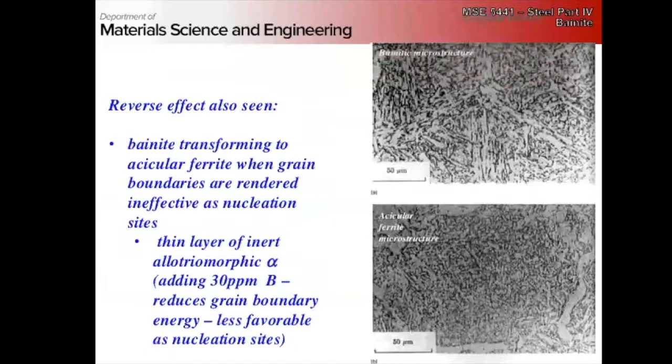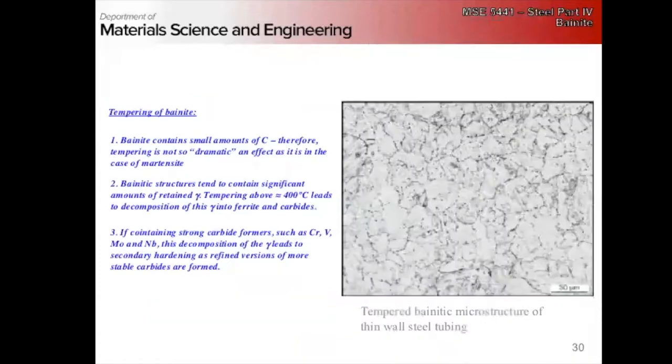If we make our grain boundaries ineffective as nucleation sites, right? Which means if we grow some allotriomorphic ferrite on it, right, a little bit of boron will do that, right? It drastically reduces the grain boundary energy, which means we have less favorable nucleation sites for bainite. We'll go grow acicular ferrite rather than upper bainite. Right? Okay?